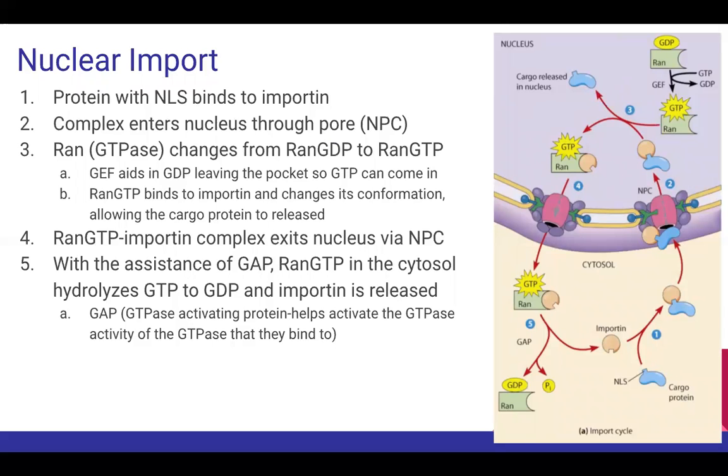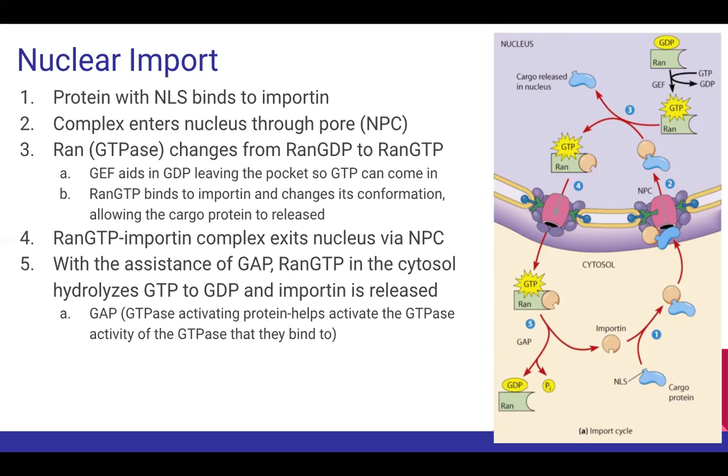Remember that proteins can enter the nucleus fully folded, so it doesn't have to unfold to enter the nucleus. It can just enter the nucleus fully folded. Once it's in the nucleus, it needs to release the cargo protein that it just brought in. So it does that when RAN GTP binds to the importin cargo protein complex, and then once it's switched to GDP, it will allow the cargo protein to be released.